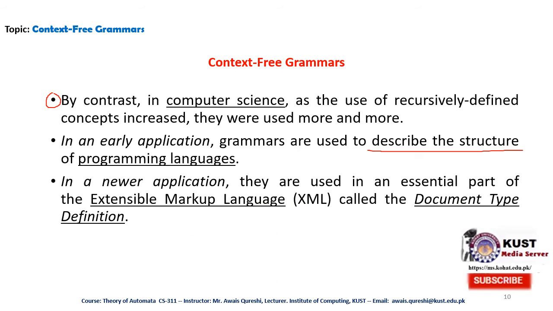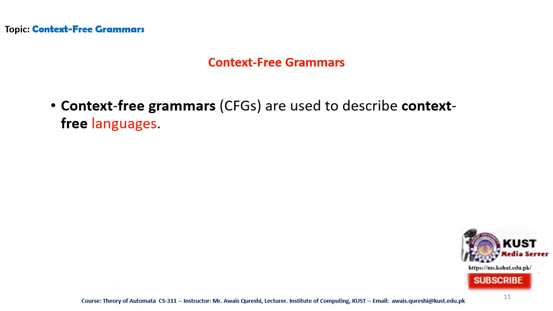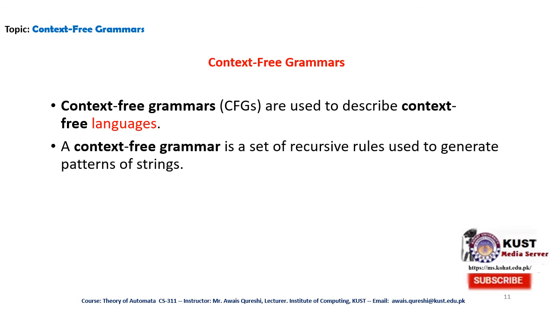In a newer application, they are used in an essential part of the extensible markup language. Context-free grammars are heavily used in XML, which stands for extensible markup language, in what is called the document type definition. Okay, so they play a vast variety of roles in computer science, information technology, natural language processing, and XML and document type definition. And these are used to describe context-free languages.